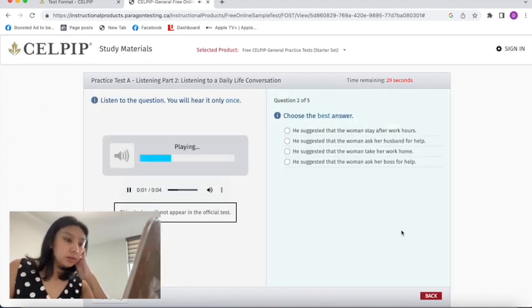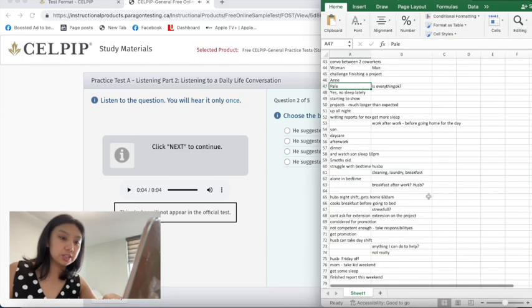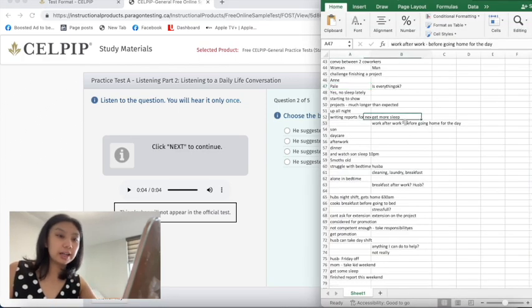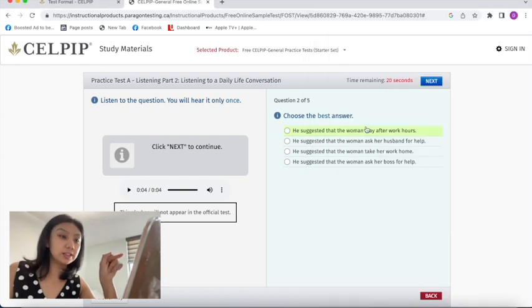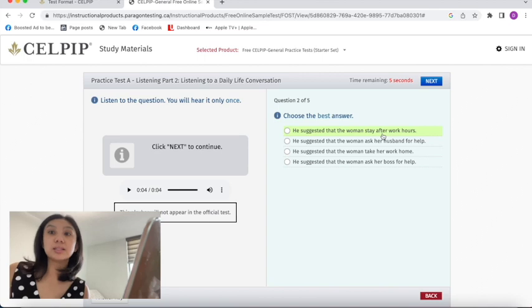Question 2. What did the man suggest? So the man suggested work after work before going home for the day. So he suggested that the woman stay after work hours. He suggested that the woman ask her husband for help. He suggested the woman take her work home or so. So technically what he first initially suggested was the woman to stay after work hours to finish the project.